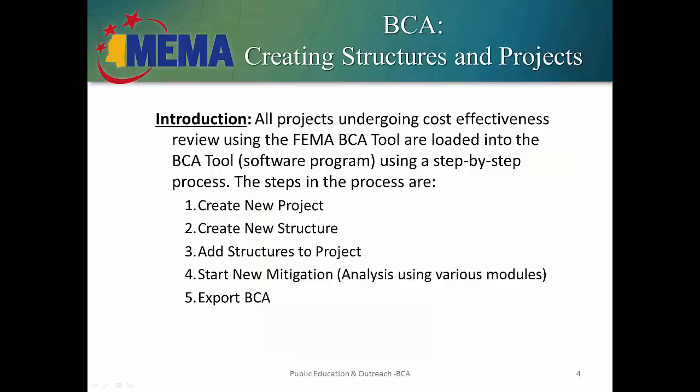All projects undergoing cost-effectiveness review using the FEMA BCA tool are loaded into the software program using a step-by-step process. The steps in the process are: 1. Create a new project. 2. Create a new structure. 3. Add structures to the project. 4. Start new mitigation, which is actually an analysis using various modules within the software. And 5. Export the BCA to archive the information for future use.